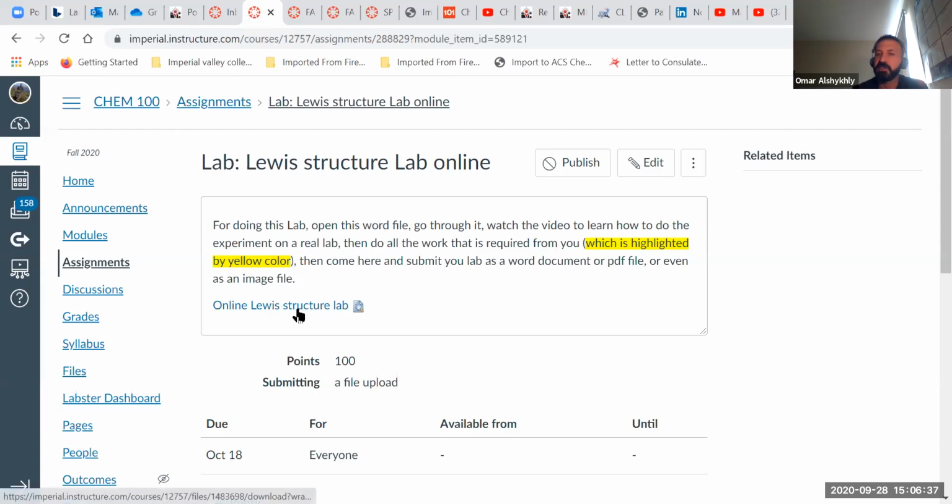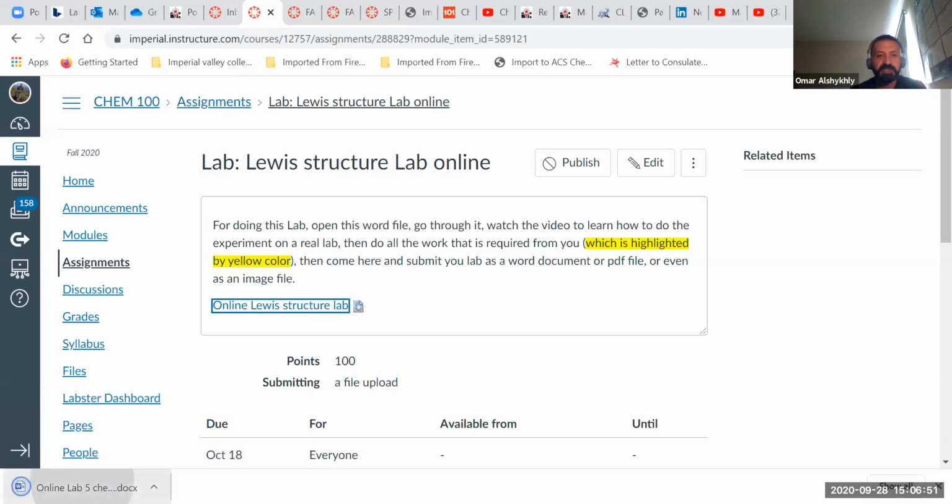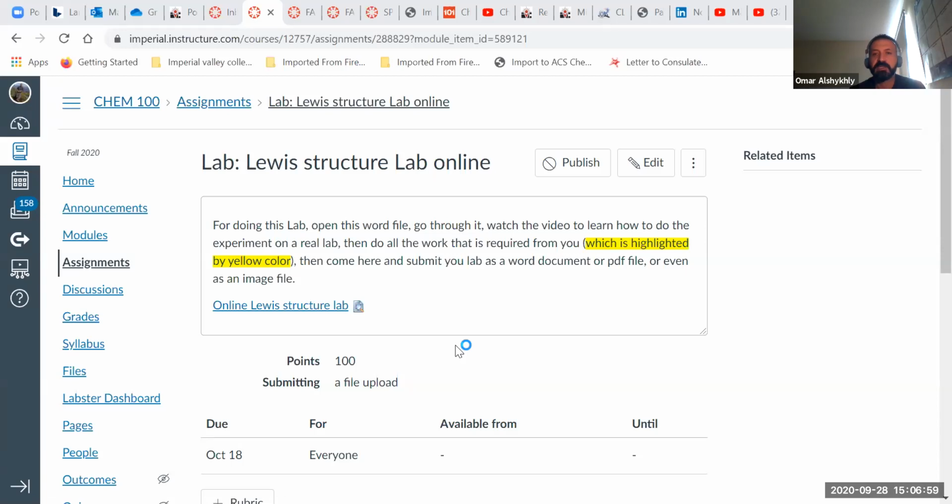This is the online Lewis Structure Lab, okay? Always, what is highlighted with the yellow color is required from you to answer. So look here, guys. I can download it here, or I just want to show you quickly what's required from you in this lab. As I said, you will answer the question here. You will save your file as a PDF file, document, or even as an image file, JPG file, and then you will submit it through Canvas. The same as what we did with the other experiment, okay?